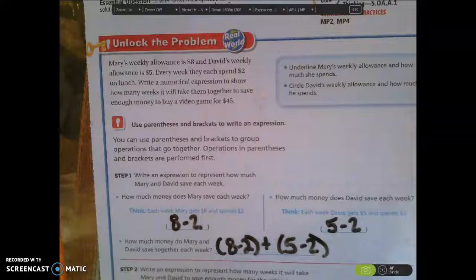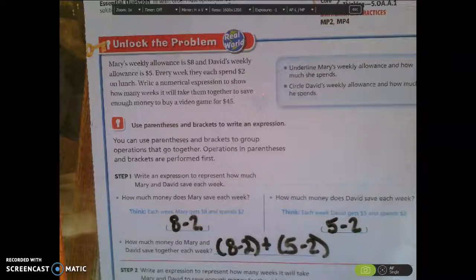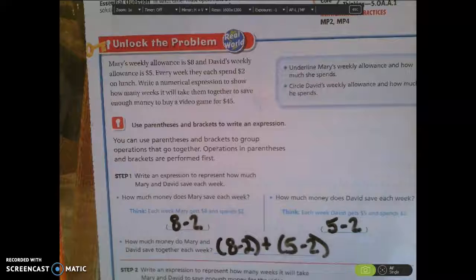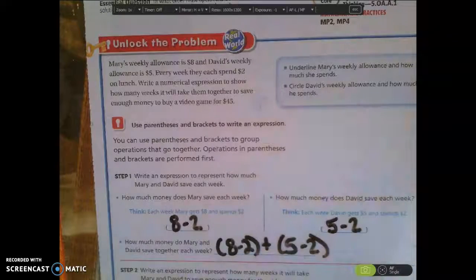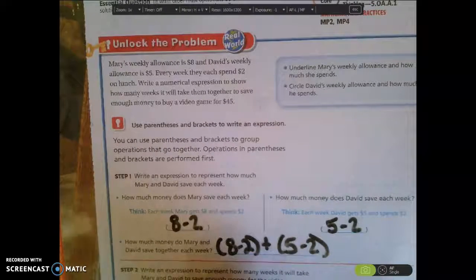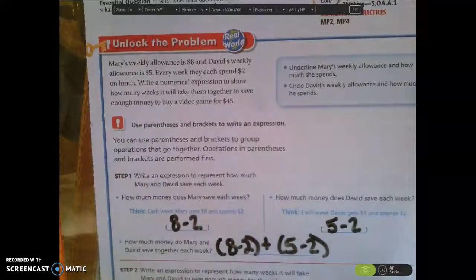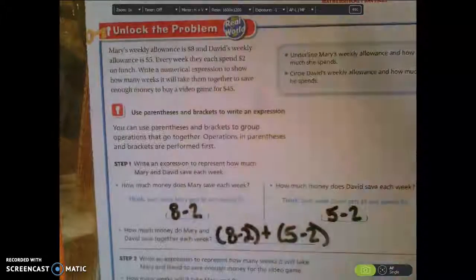Then it says, write an expression to represent how many weeks it will take Mary and David to save enough money for the video game. So how many weeks will it take Mary and David to save enough for the video game? Think, I can use brackets to group operations a second time. $45 is divided by the total amount of money saved each week. So we're going to do 45 divided by this numerical expression that we have up there.